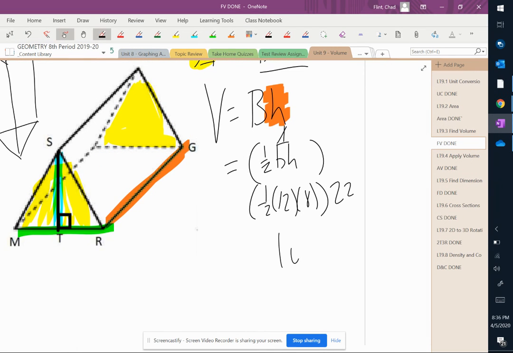Good news is those questions don't happen all that often. Bad news is they do happen sometimes. So we have to understand that it's not a pyramid. And when we get to the pyramid, I'll make sure I draw a picture of it so you can see the difference between the two.